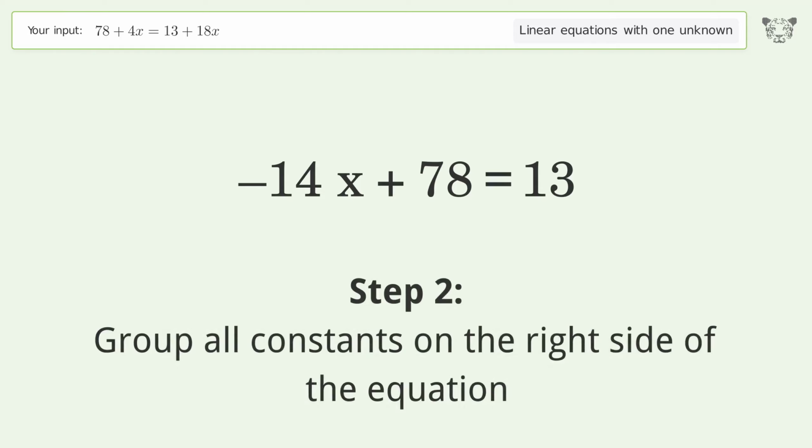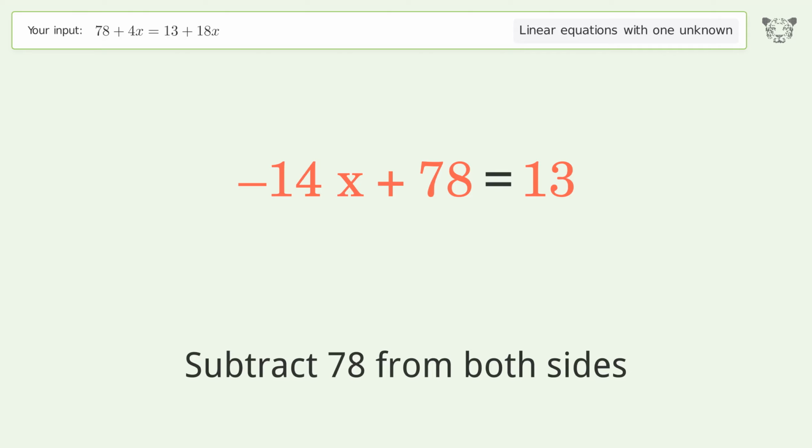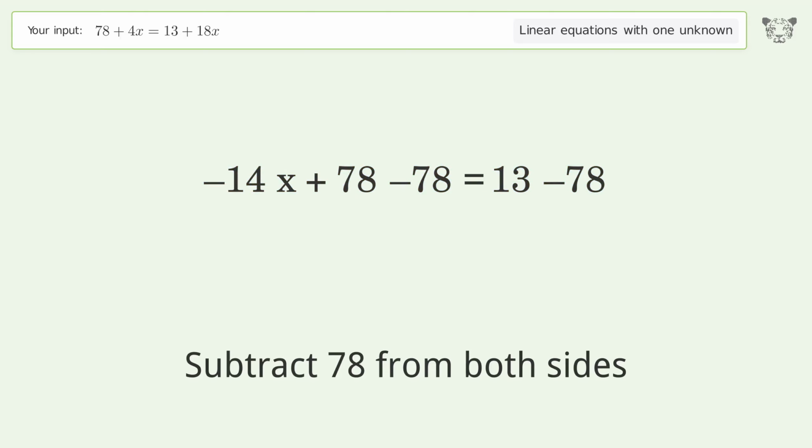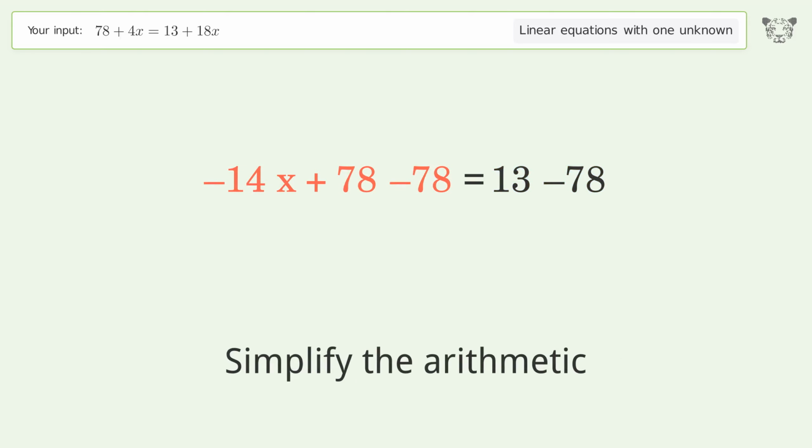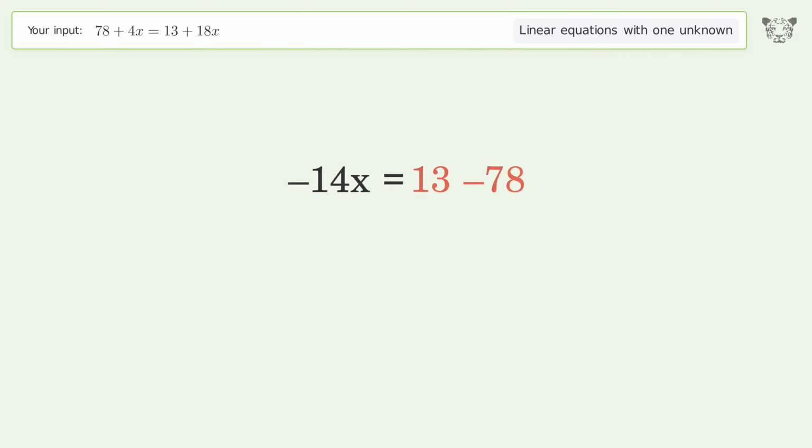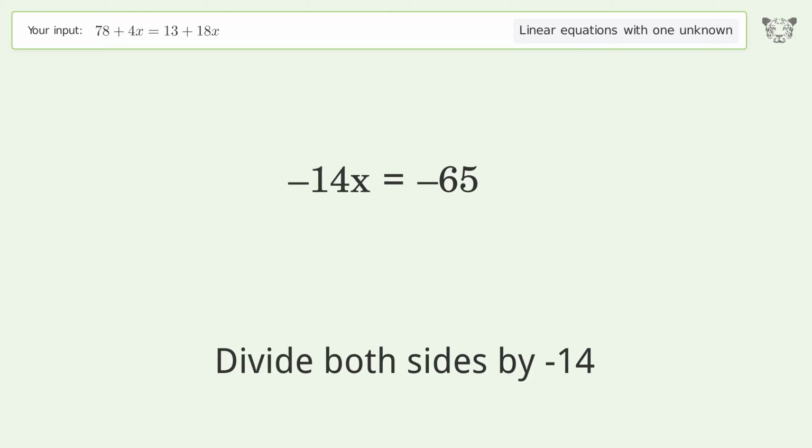Group all constants on the right side of the equation. Subtract 78 from both sides. Simplify the arithmetic. Isolate the x. Divide both sides by -14.